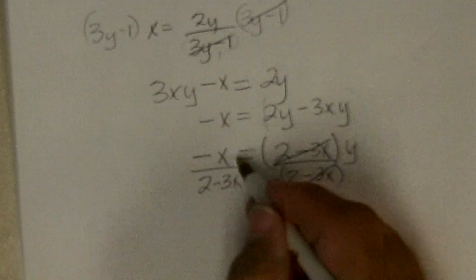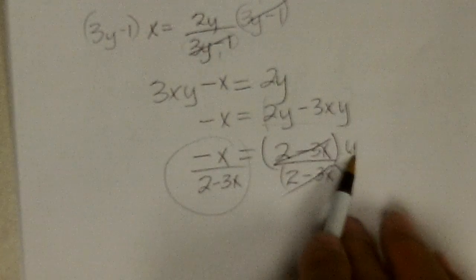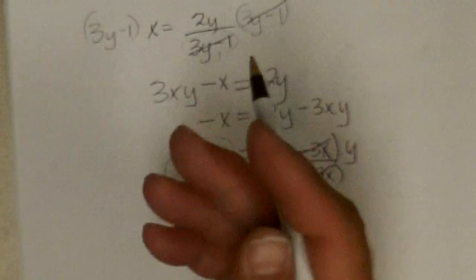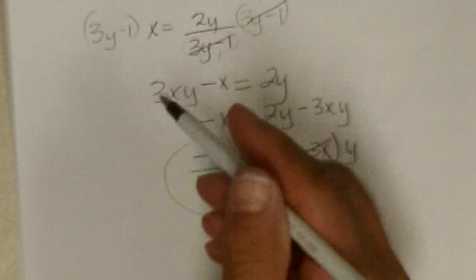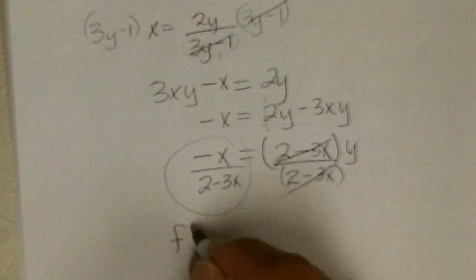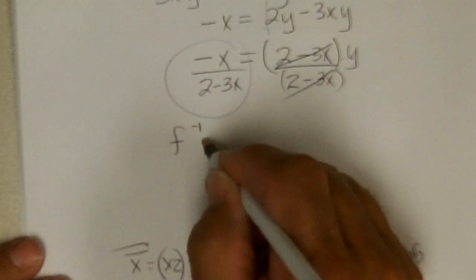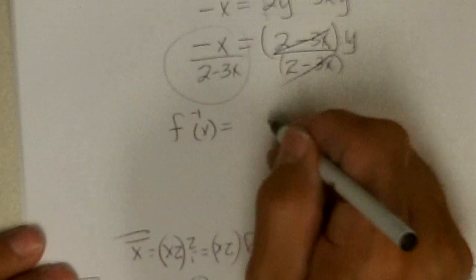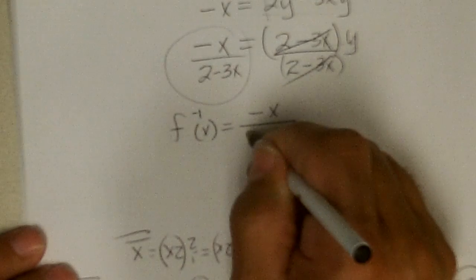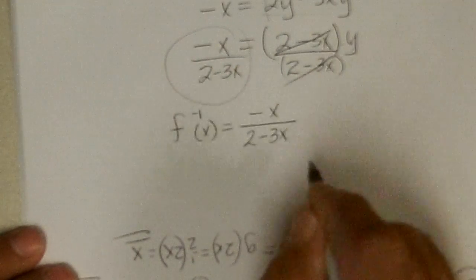And I get y equals this. And y is going to be my inverse since I switched the x and y's up here originally. And so I would say the inverse of f is negative x over 2 minus 3x.